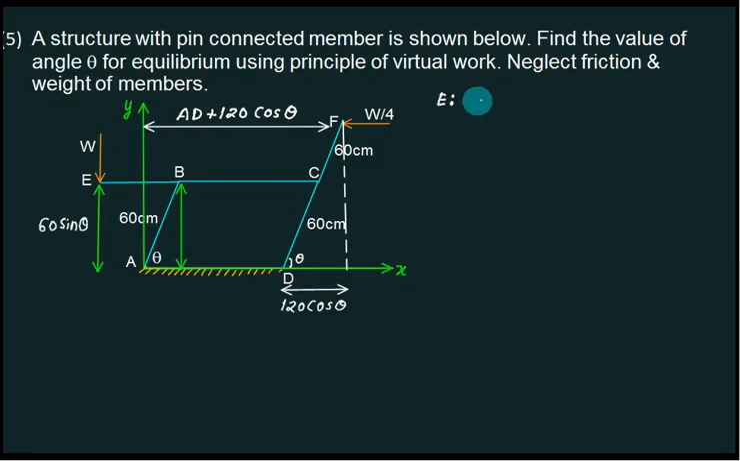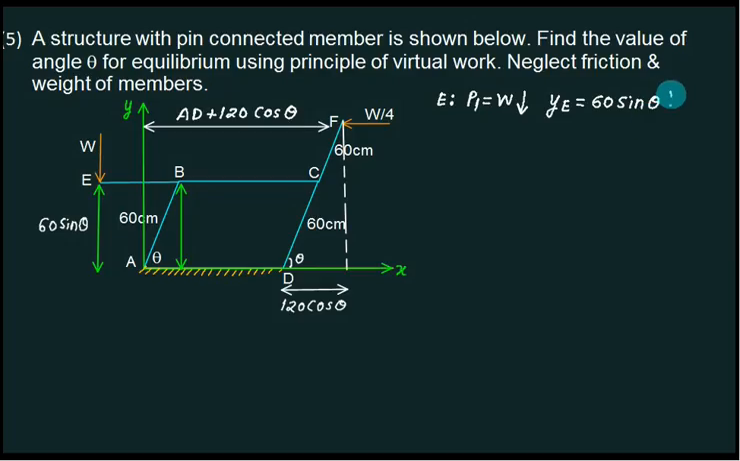At point E, we have a force P1. P1 is W, downward. Downward means y distance. Y distance at what point? E point. What is the y coordinate of E point? It is 60.